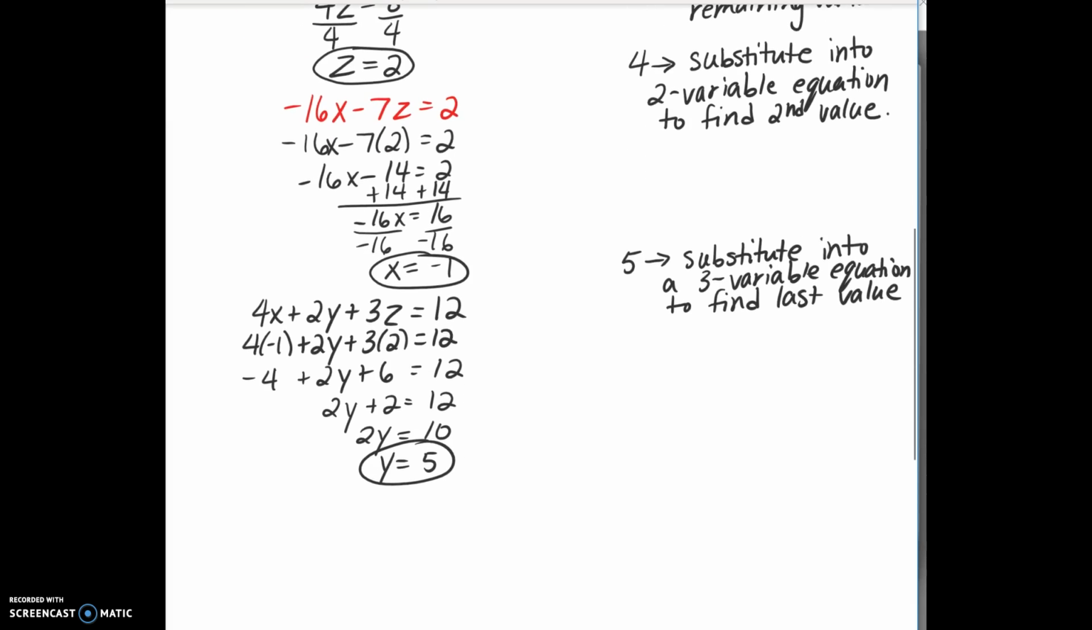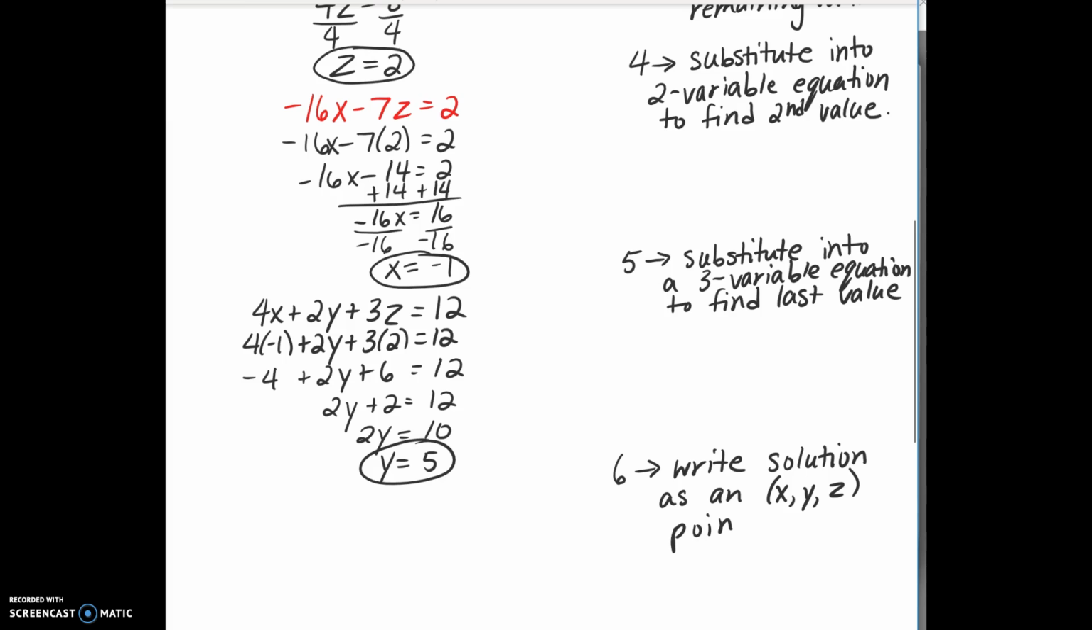And then your final step is to write as an xyz point. Be careful because we did not solve it and get them in that order. If it helps, you can write xyz here so that you're actually filling in the numbers into their correct locations.